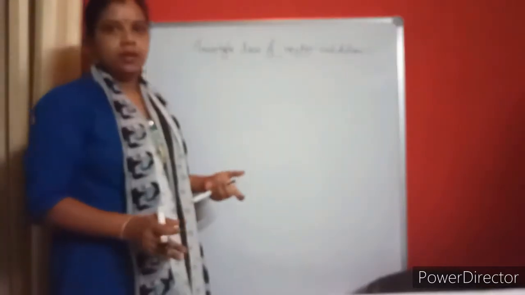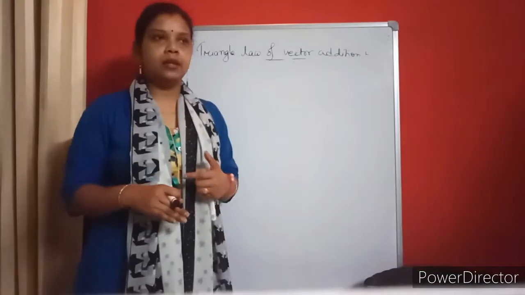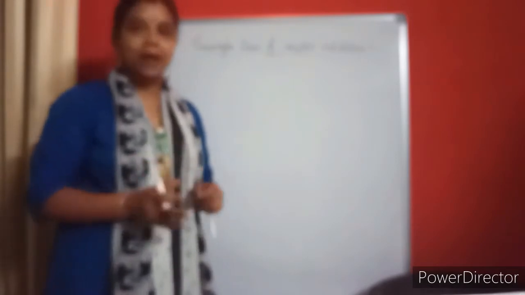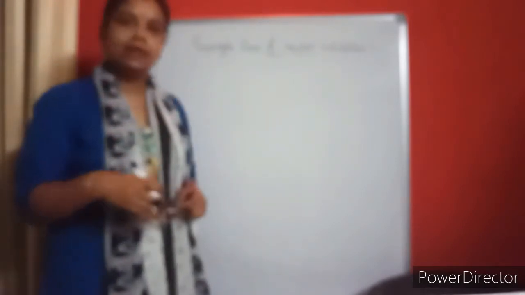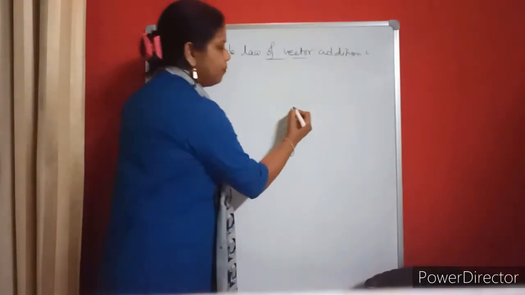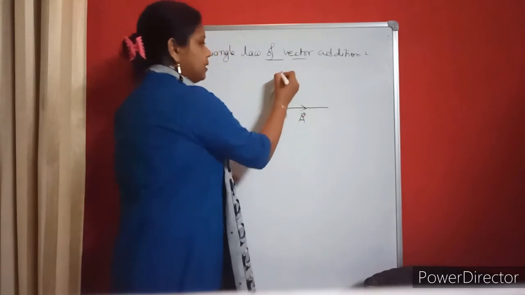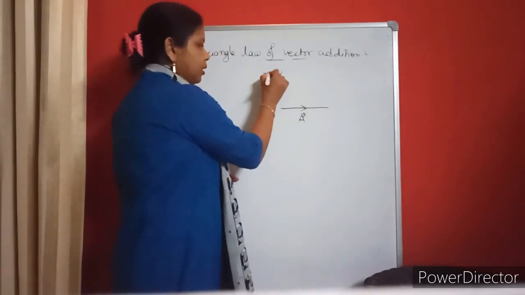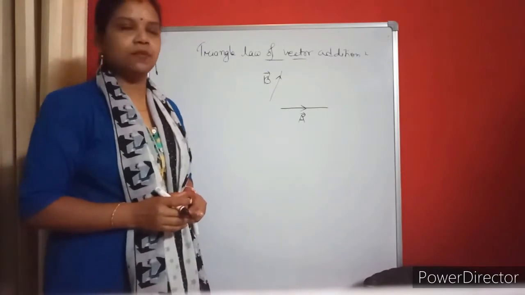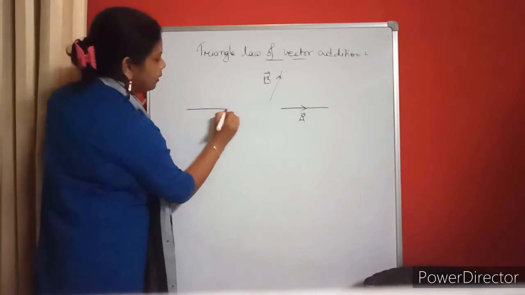What is the triangle law? What does the parallelogram law say? If two vectors are there, and we represent them as the two sides of a parallelogram, then the diagonal will give us the resultant. Similarly, in the triangle law, suppose this is a vector A, and this is another vector B. If we consider these two vectors as sides of a triangle, parallel to this A, I will draw another vector like this.